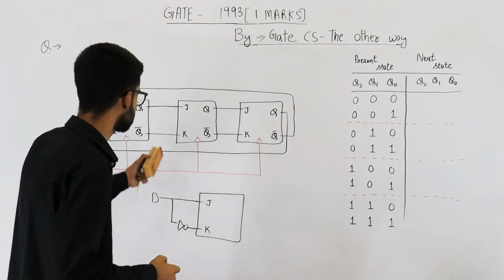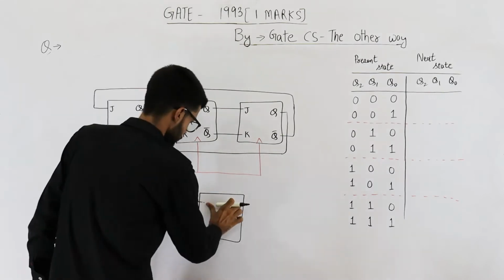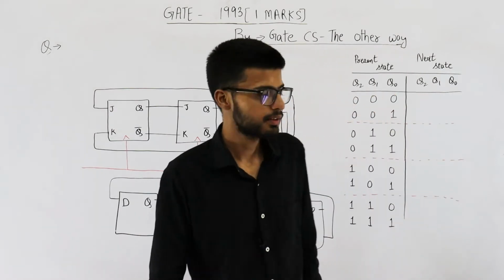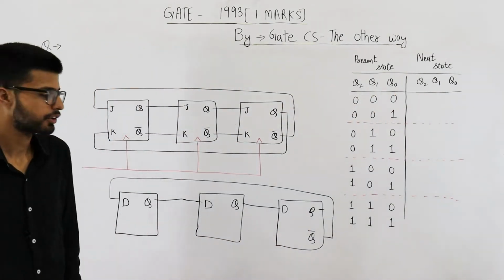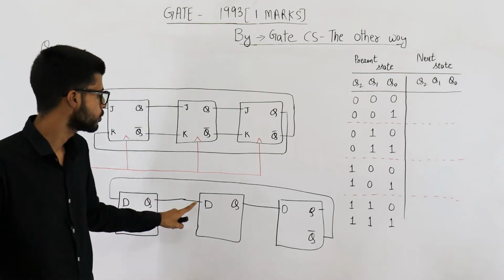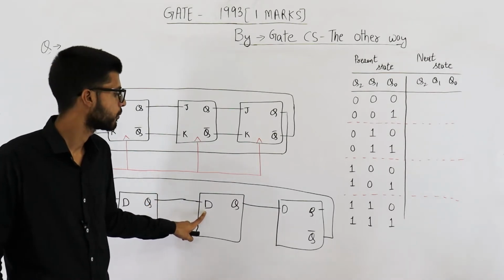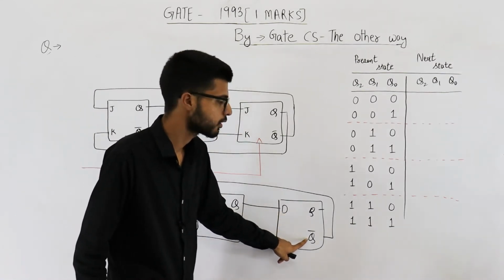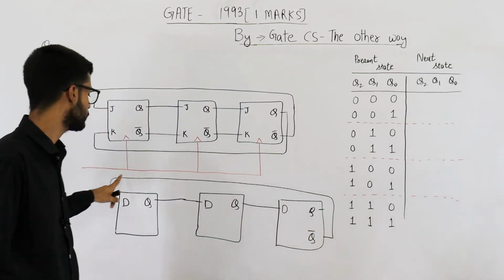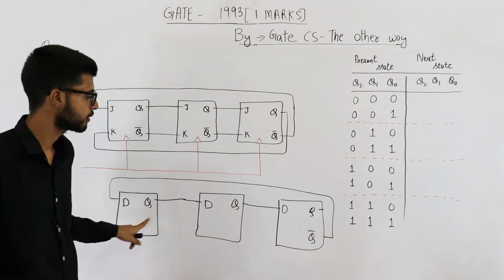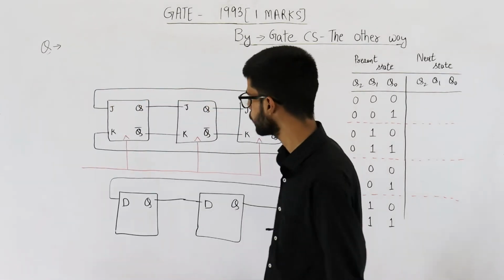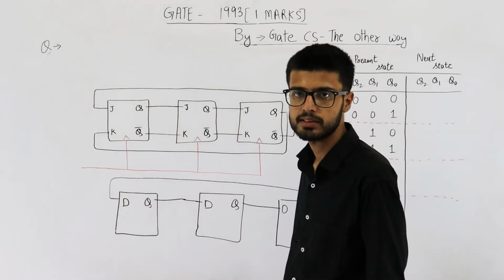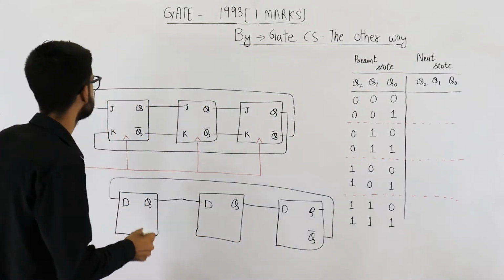So let me just redraw this diagram here. Okay, so you can see this is what we are actually given in the question. This output Q is used as input D for the next flip-flop. Similarly, this Q is used as input D for the next flip-flop. And this output Q complement is used as input to the 0th flip-flop. Okay, 0th, 1st and 2nd. Now you can see this is a Johnson ring counter. That means this diagram actually represents a Johnson ring or a twisted ring counter.